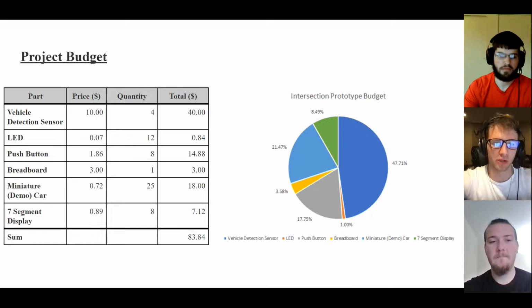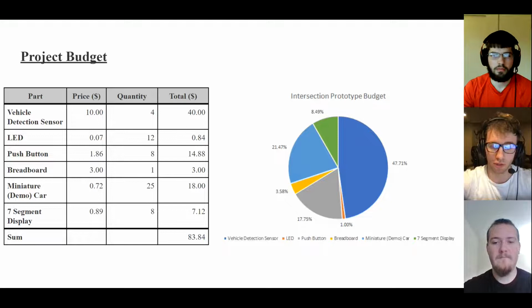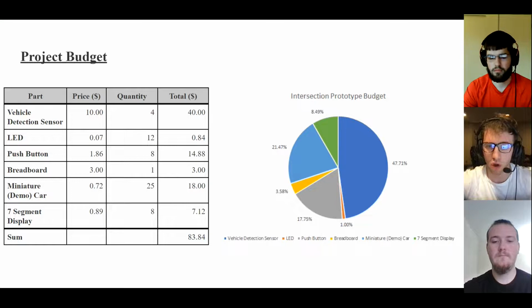Moving into the project budget, as you can see in the table on the left, we have broken it down into 6 different components that we will need: the vehicle detection sensors, the LEDs, the push buttons, the breadboard for holding all of these different components, some miniature cars for demonstrating the functionality of the system, and the 7-segment displays. And looking at the pie chart over to the right, as you can see, the vehicle detection sensors make up the vast majority of this project budget. However, this isn't a major cause for concern, as the total cost of the project is only around $83.